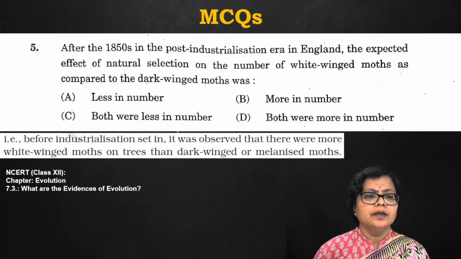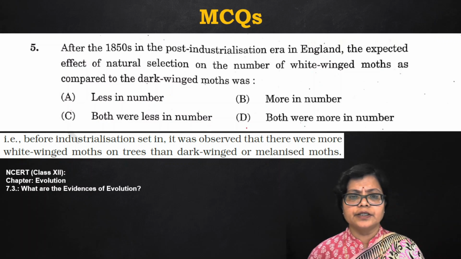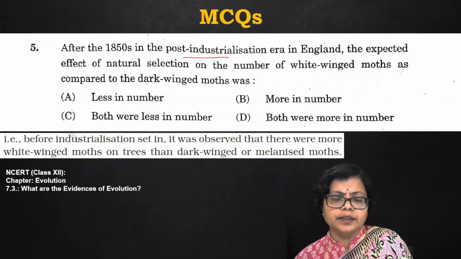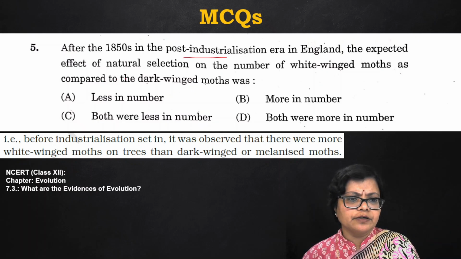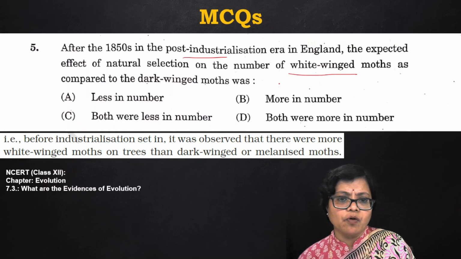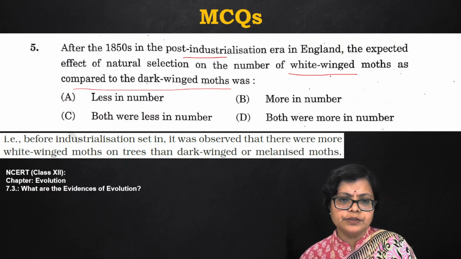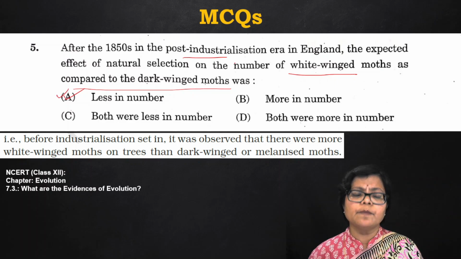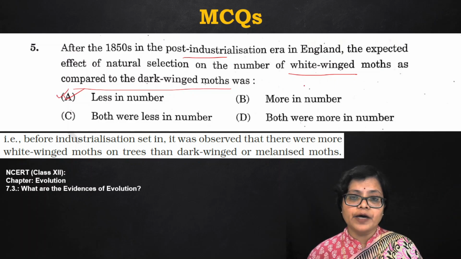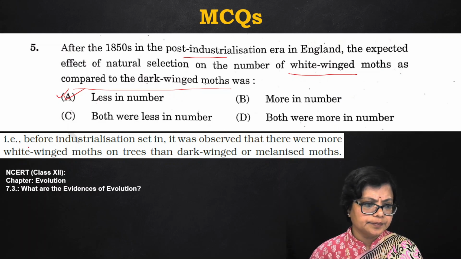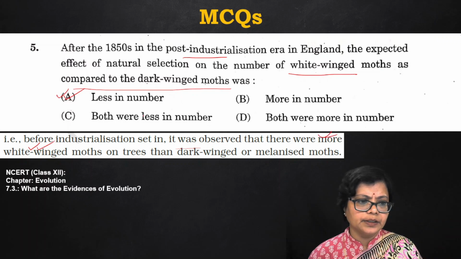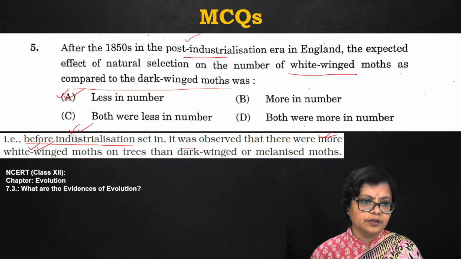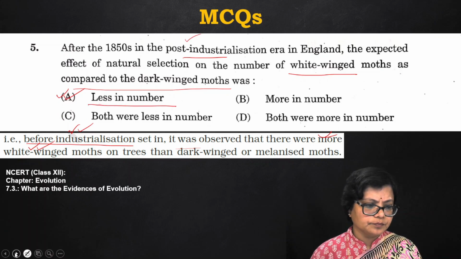Next, after the 1850s, in the post-industrialization era in England, pollution was there. What is the expected effect of natural selection on the number of white-winged moths as compared to dark-winged moths? White-winged was less, so it will be less in number. Post-industrialization means pollution level was high, so white-winged moths compared to dark-winged moths were less in number. Option A. White-winged moths were more in the pre-industrialization, and here it is the post-industrialization. So I hope the answer is clear to you.